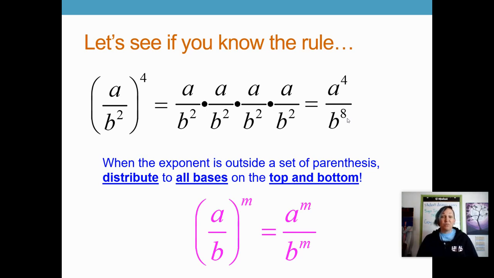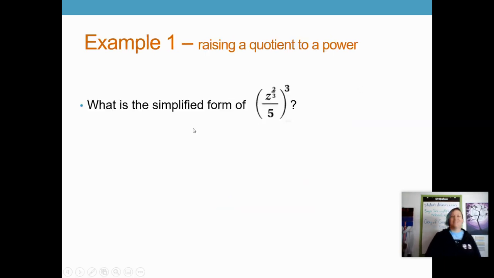We'll start by just practicing this rule. And then for our last example, again, I'm going to try to give you something where you have to do all of the different rules. But let's try a simpler one first. So in this problem, it says z to the 2/3 over 5, and then the whole thing is being raised to the power of 3.